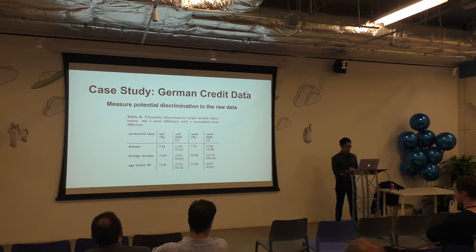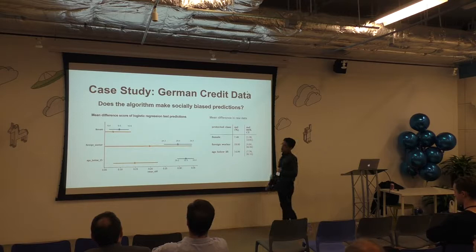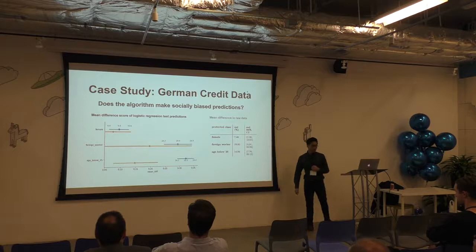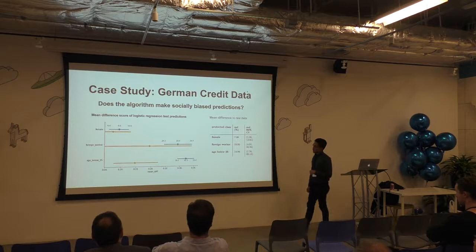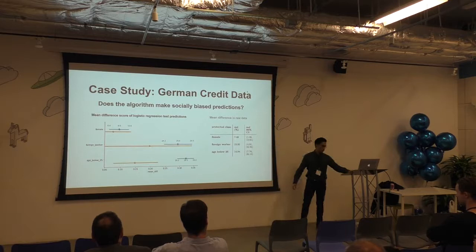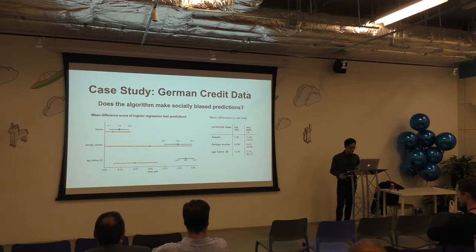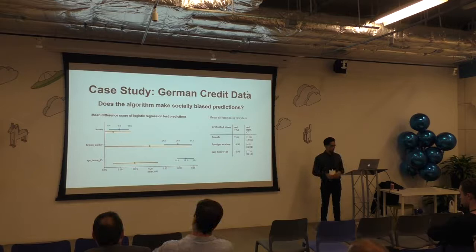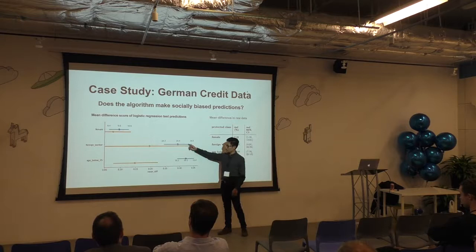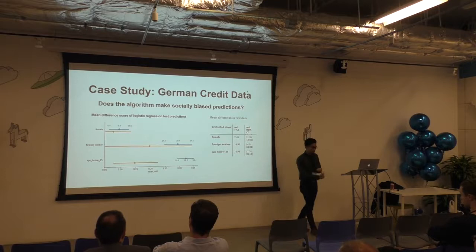So next, what I did was I trained a basic algorithm, logistic regression. And I generated predictions on the test set on this trained model. In orange are the raw data values you just saw. And in blue are the values of mean difference learned by the model. In the case of female and foreign worker, the confidence intervals overlap, but basically, the mean point estimate of the logistic regression model suggests that it's actually learning the discriminatory pattern, and the bias is larger in these models than in the actual data.